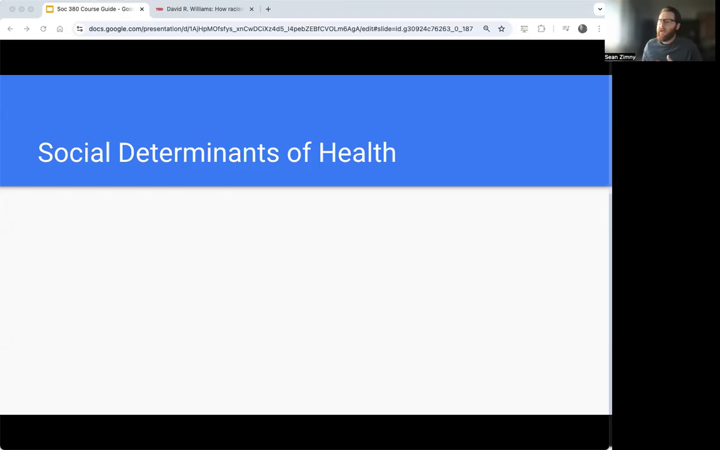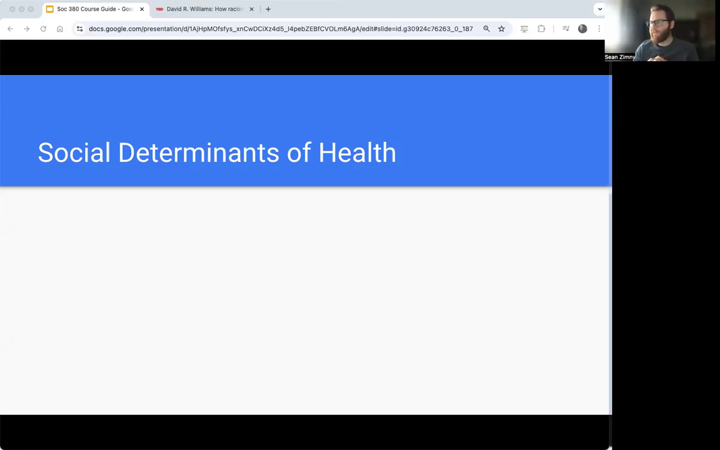So understanding these determinants is really essential for you all as sociology and medical sociology students to analyze broader health inequalities and how things are rooted deeply in societal structures, and looking at, well, how can we make a difference there?